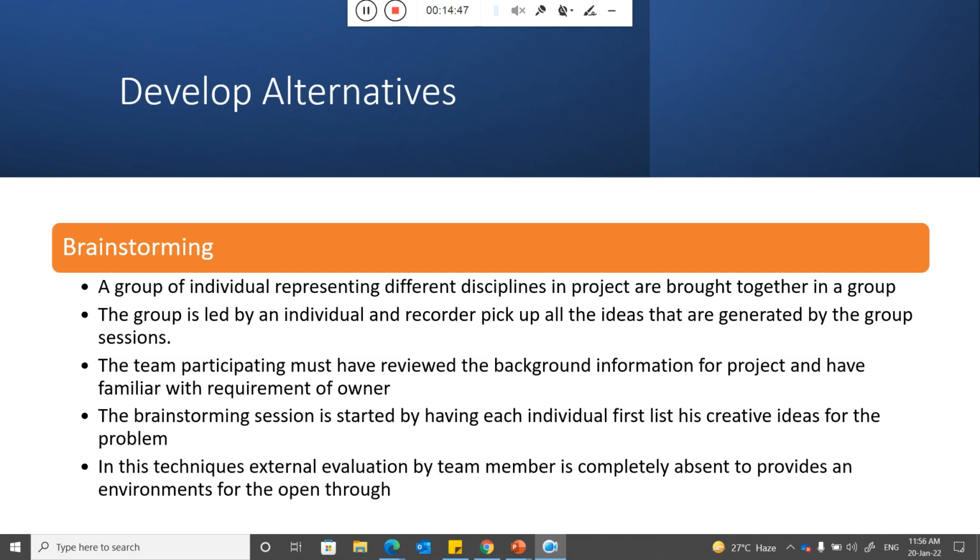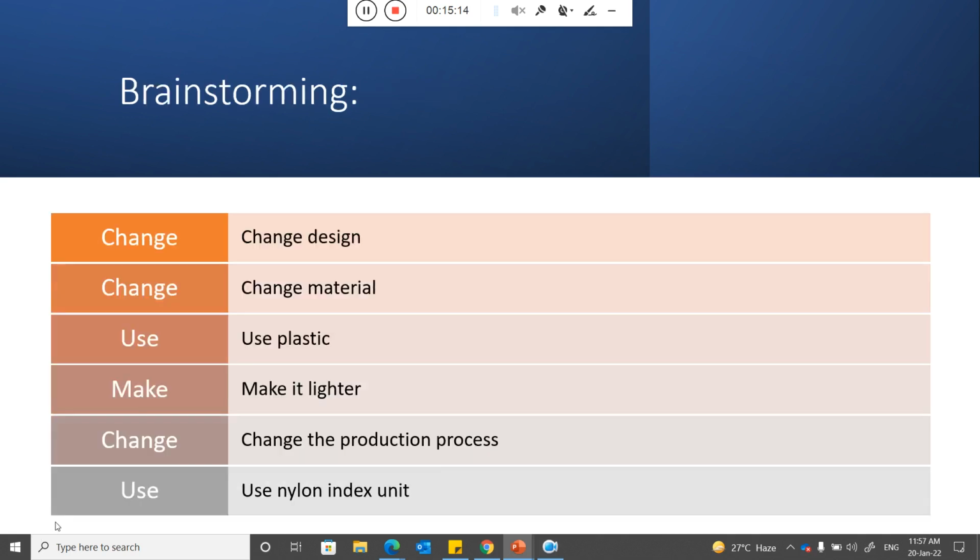The next one: in this technique, external evaluation by the team members is completely absent, to provide an environment for open thought. External evaluation is actually not done here. Now, what will be the outcome of this brainstorming?